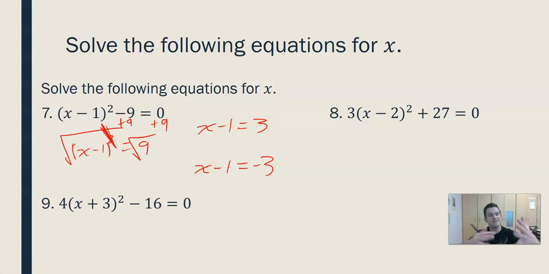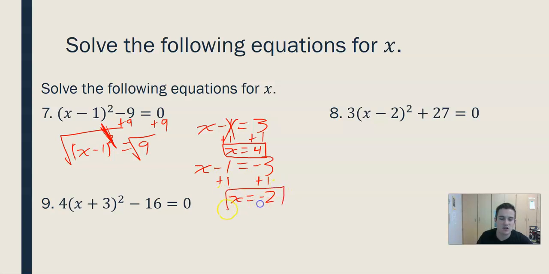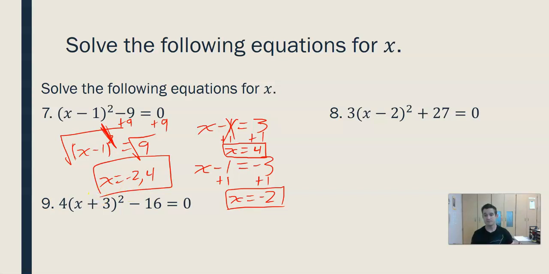Okay, so now I have two different equations that I'm going to try and solve here. I have x minus 1 equals 3, so I'm going to add 1 to both sides and get x equals 4. Then here I have x minus 1 equals negative 3, so I'm going to add 1 on both sides and get x equals negative 2. See what we're doing? So my two solutions are negative 2 and 4. Those are my two answers.